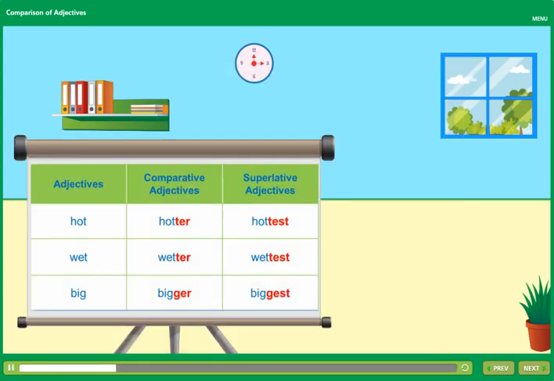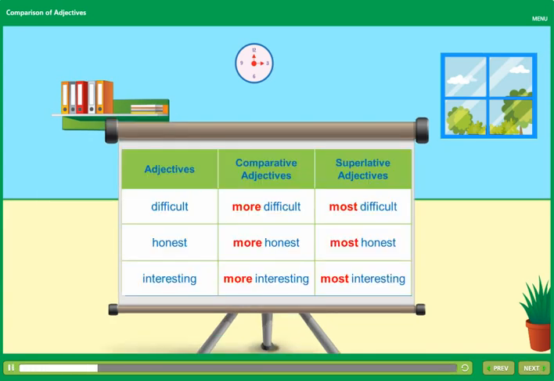For small adjectives with little stress on vowels, we double the last consonant before adding ER and EST. For some adjectives, instead of using ER or EST, we use the words more and most. These are usually words that have two or more syllables.